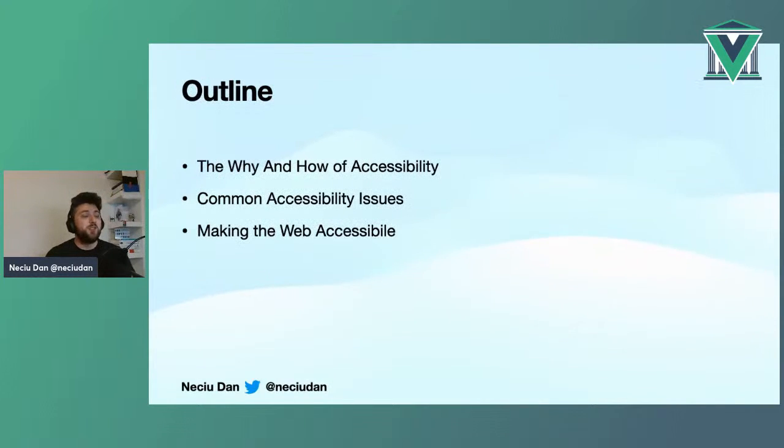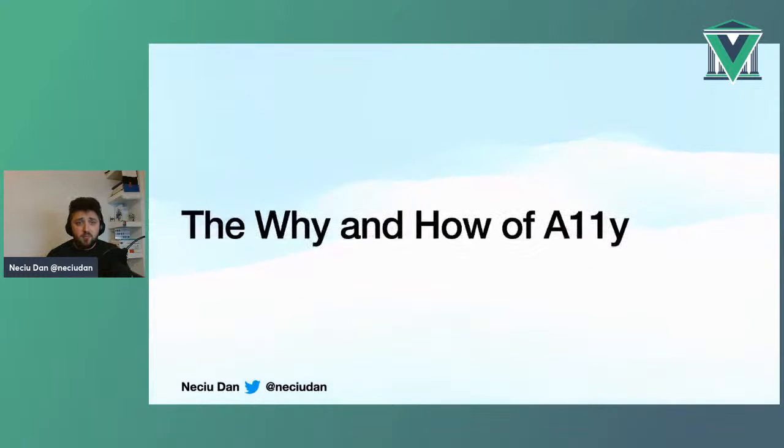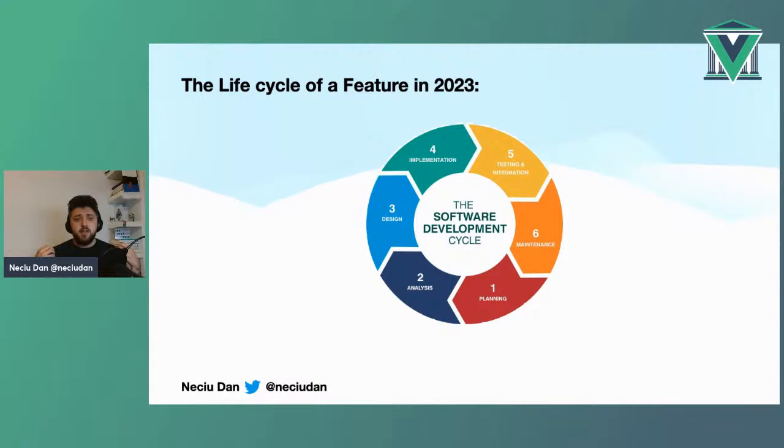So let's dive in. I'm going to talk about the why and how of accessibility, common accessibility issues, and how we can make the web more accessible. So, the why and how of accessibility. Thinking about it, the modern workflow of a web application has gotten really complicated now.